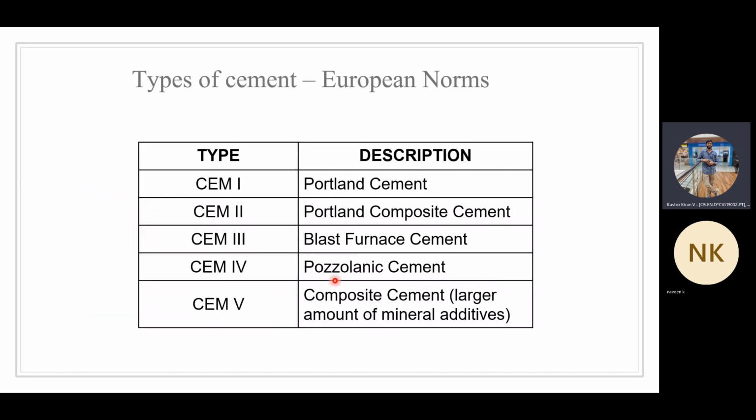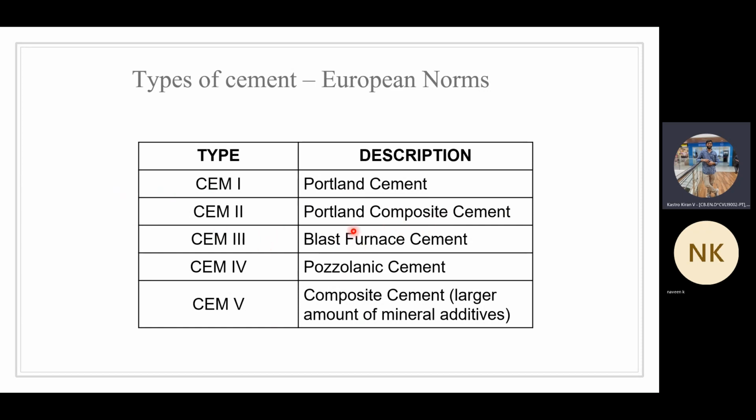Okay, fine. So now let's look at the different types of cement based on the European norms, that is EN. In EN, we don't have something like type 1, type 2, but we have the norms such as CEM1, CEM2, CEM3, CEM4, and CEM5. CEM represents cement. So you can see the description of each cement. CEM1 is Portland cement, that is general or ordinary Portland cement. And CEM2 is Portland composite cement. That means it consists of certain additional materials.